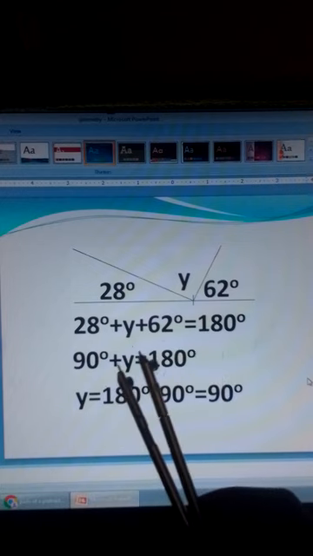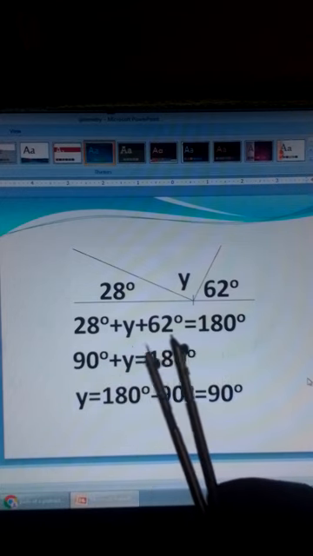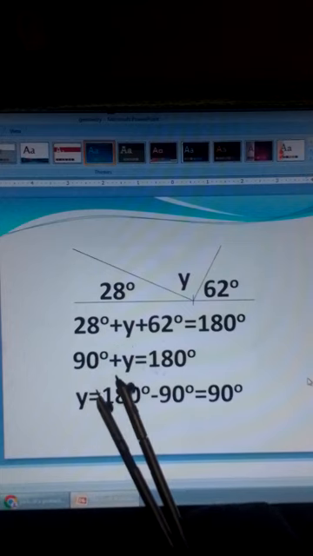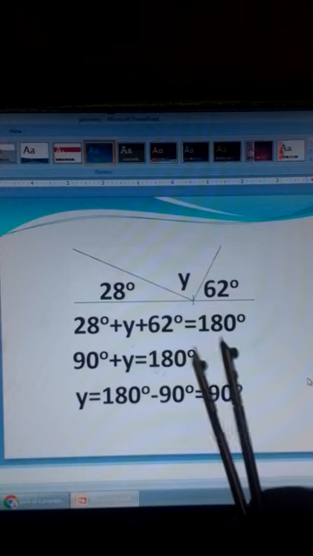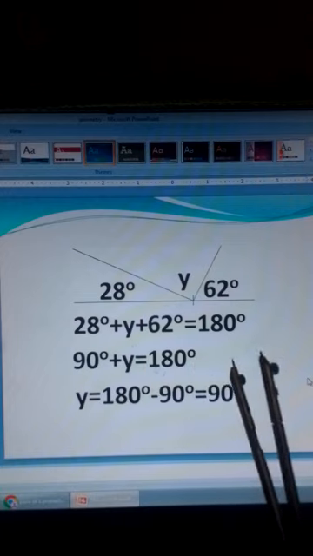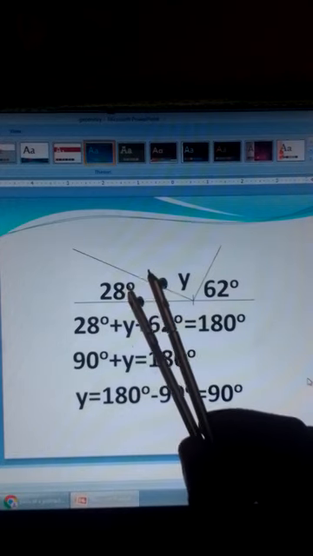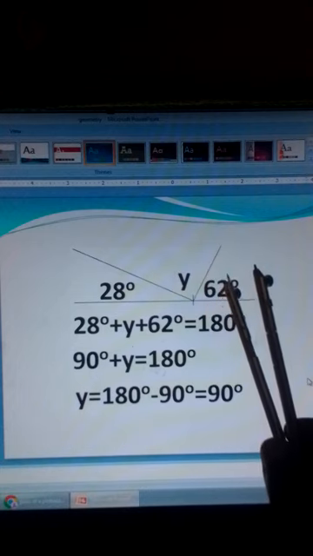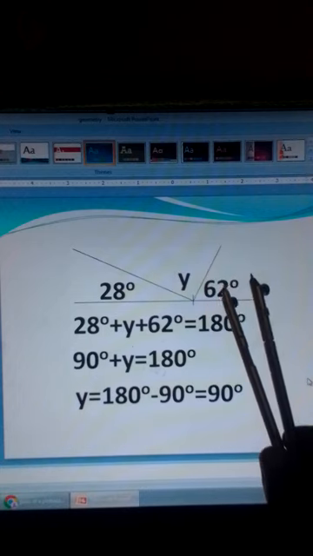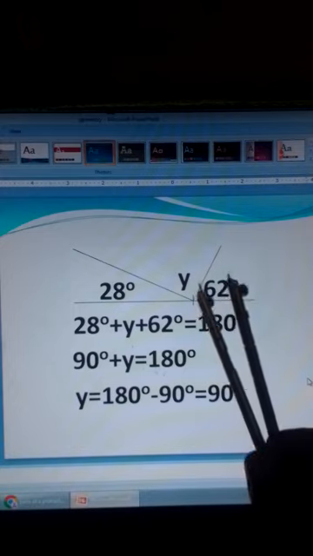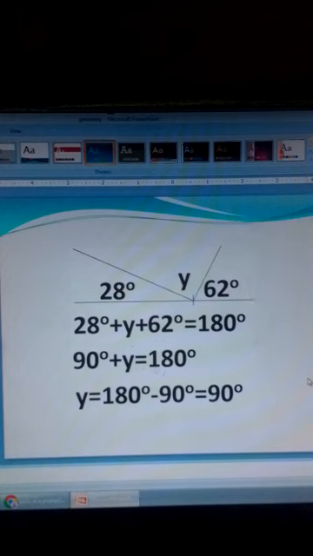So Y is equal to, we subtract 90 from both sides. So if you subtract 90 from here, you remain with Y is equal to 180 minus 90, you get 90. So the value of Y here is equal to 90 degrees. So if you add these three angles, 28 plus 90 plus 62, you should get 180 degrees. The sum of the angles on a straight line is equal to 180 degrees.